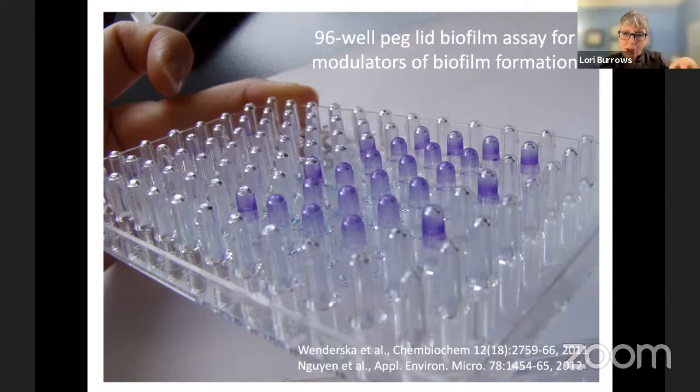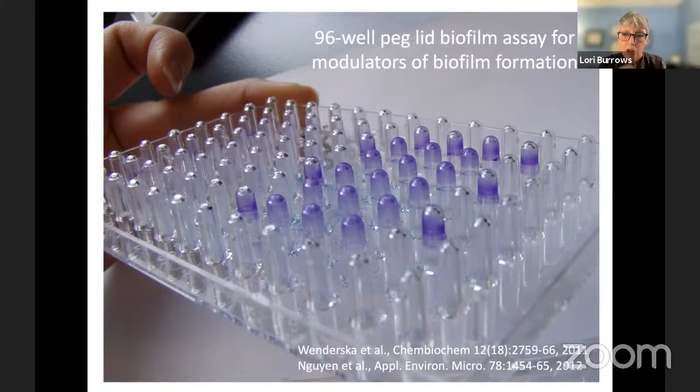We can put the drug and the bacteria in the plate and then put the pegs in and see what happens to biofilm development in the presence of the drug. Or we can make the biofilms on the pegs first and then transfer them into a plate that has drugs in it. That way we can test whether a drug can kill an existing or established biofilm.